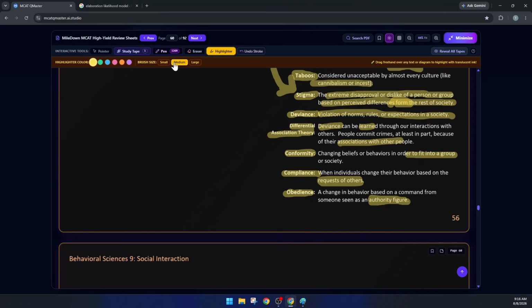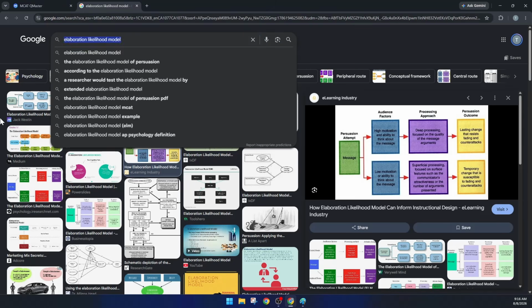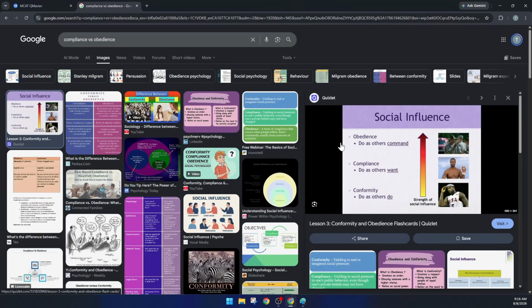So you want to know the difference between the two because they might seem very similar. So obedience is more like you're listening to someone that is more authoritative to you. So you're listening to their command. Compliance is when you're changing behavior at the request of others. Compliance versus obedience, you want to know the difference. So obedience is when you do as others command you to do. Compliance is when you do as others want you to do. And conformity is what you do as others do.